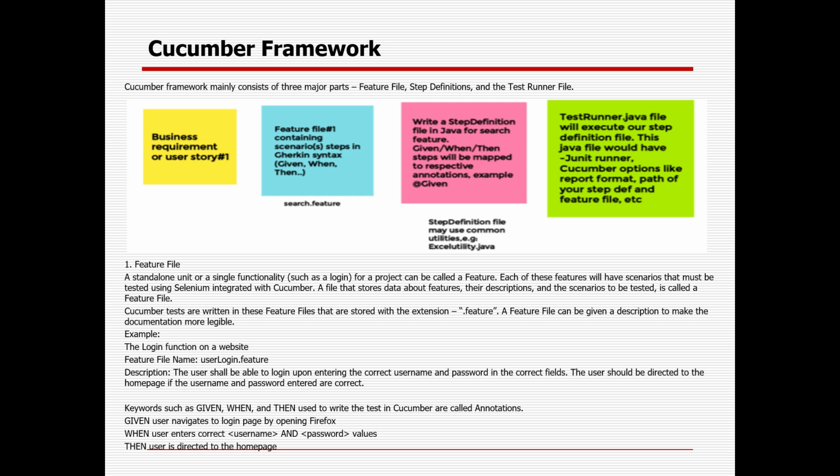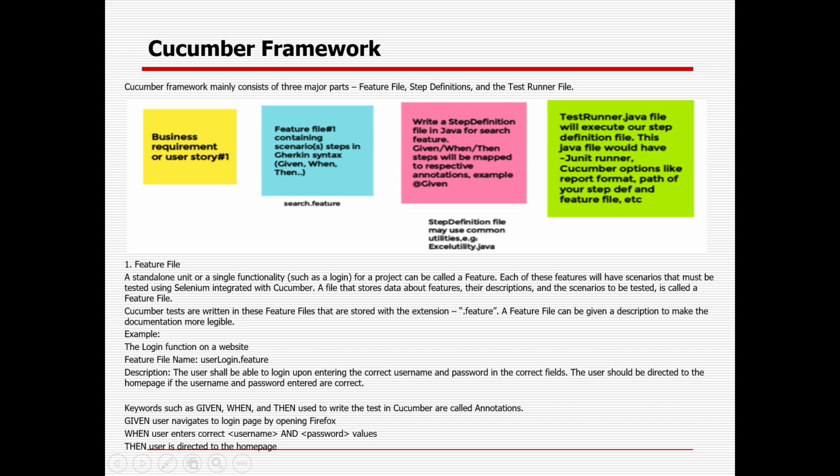Okay, so what is a features file? A features file is a standalone unit or single functionality, such as login for a project, which can be called a feature. Each of these features will have scenarios that must be tested using Selenium integrated with Cucumber. A file that stores data about features, their description, and the scenarios to be tested is called a features file. Cucumber tests are written in this features file, which is stored with an extension called .feature. The feature extension should always be the same. A features file can be given a description to make the documentation more legible.